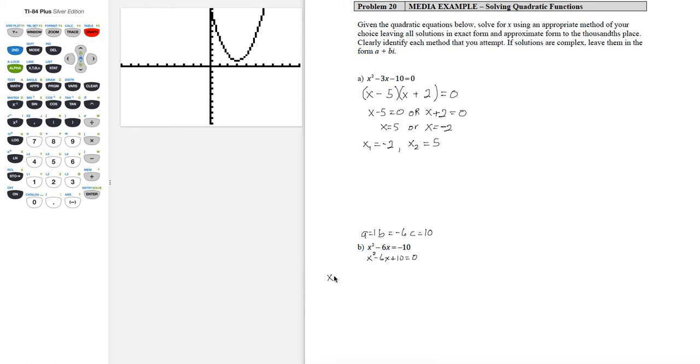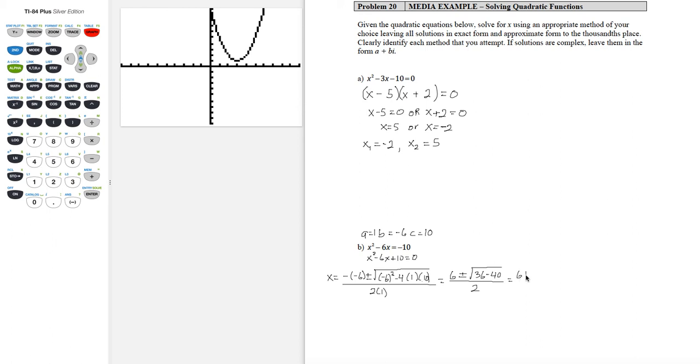So I'm going to go with x equals -b plus or minus the square root of b squared minus 4 times a times c, and then all of that is over 2a. That equals -6 is a +6, plus or minus the square root. -6 squared is a +36, minus 4 times 10 is 40. All of that is over 2.